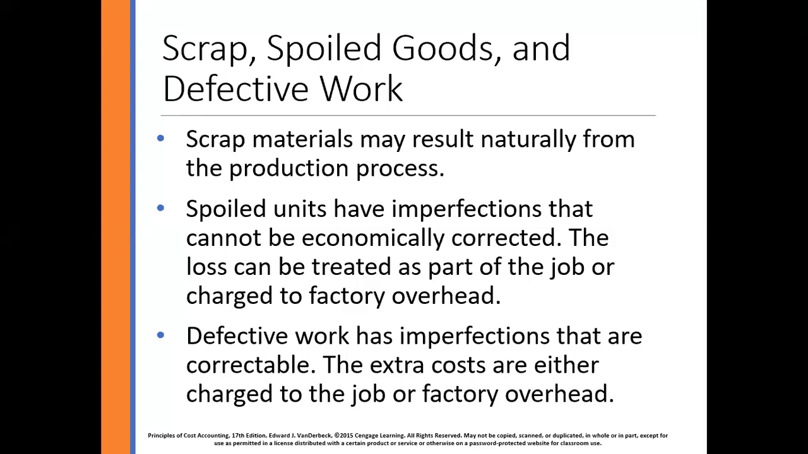All right, so finally, our chapter ends with talking about and showing us how we account for scrap materials, spoiled goods, and then defective materials or defective units. So scrap materials may result naturally from the production process. Your book gives us, and this is why I say you should read the chapters, a lot more information than what I can remember to tell you going over the PowerPoint.